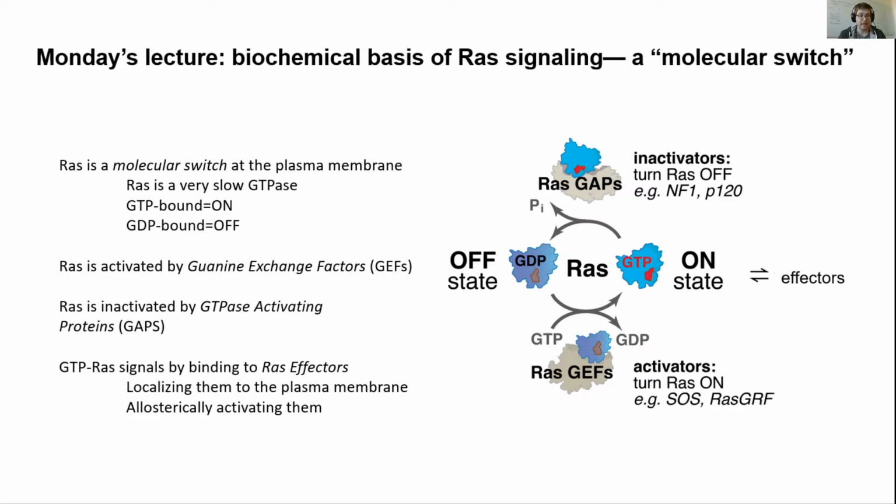Just to remind you what we learned about on Monday, RAS is a GTPase, so it's a molecule that can bind and hydrolyze GTP to GDP and perform this reaction over and over again. But this RAS GTPase is incredibly slow, so it's a super slow enzyme. And when RAS is bound to GTP, it is in an on state. And when RAS is bound to GDP, it's in an off state.